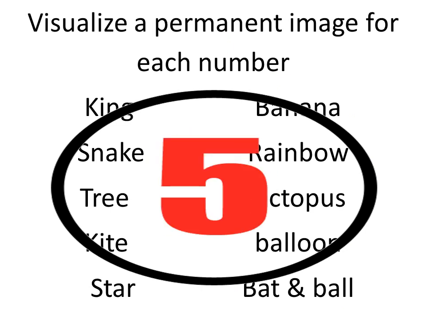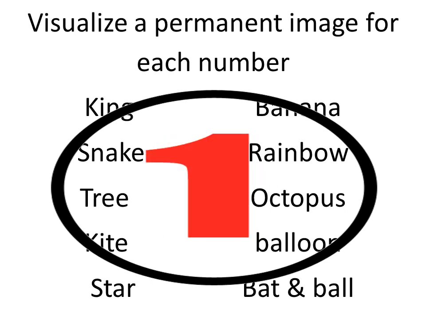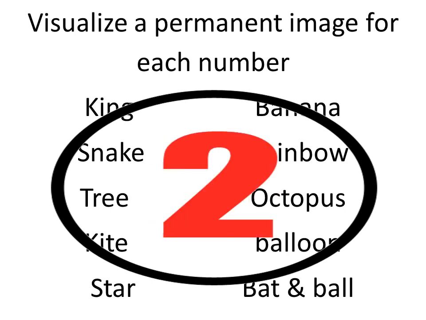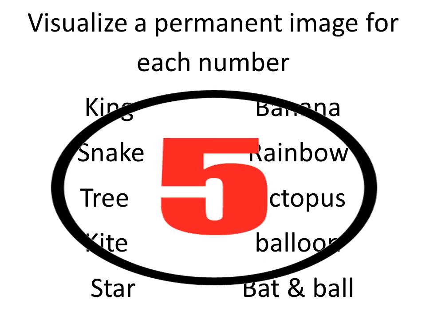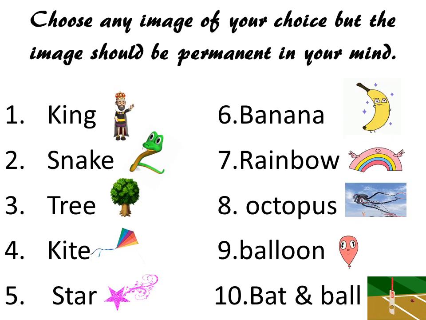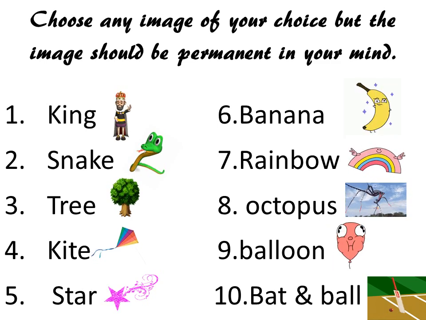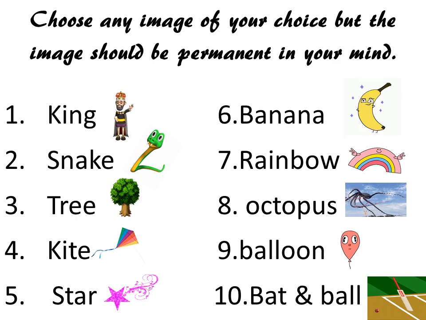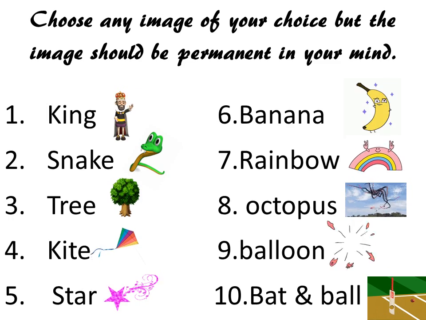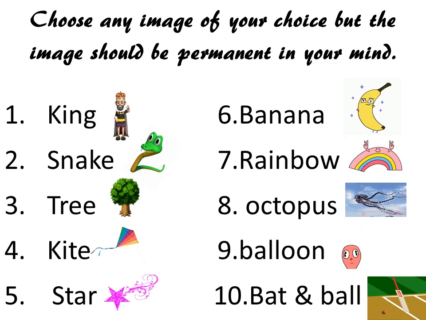First, you have to assign an image to each number. The image you are choosing for numbers should be permanent in your mind. I have decided a fixed image for numbers between 1 to 10. For example, for 1, I have chosen king. You can choose any image like gun, tie, bun, anything of your choice. But it should be the permanent image in your mind. So, whenever anyone says or writes 1, along with it, that image should pop out in your mind.